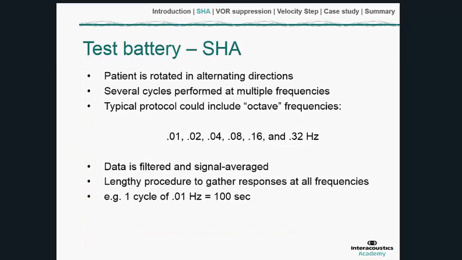And the first few cycles are often discarded just because of data quality issues, while the patient gets used to the stimulus and the mental alerting reaches a stable state. And then a few cycles at each frequency will allow us to average the slow phases and produce a relatively robust result, which I'll go through in a moment. One disadvantage, though, is that it can be a relatively lengthy procedure, if you were to do all these frequencies.